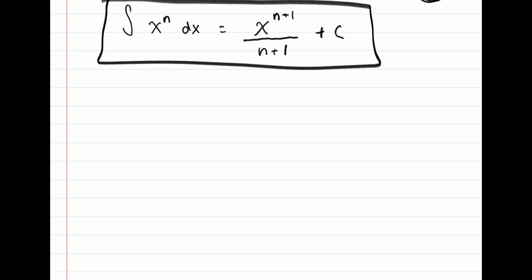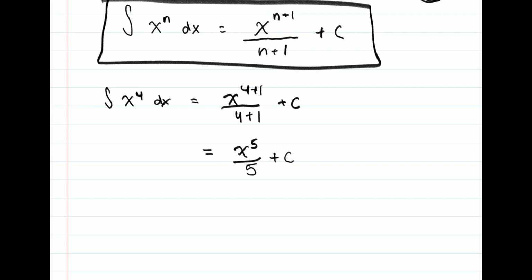All right, so we're going to do some examples. Let's take the integral of x to the fourth power with respect to x. Well, let's say this becomes x to the fourth plus 1 over 4 plus 1 plus c, which is equal to x to the fifth power over 5 plus c. So this is your antiderivative.